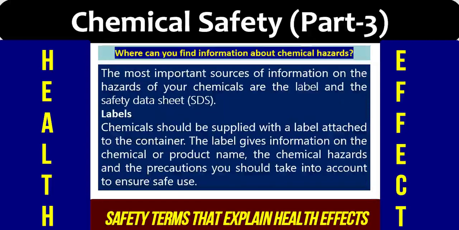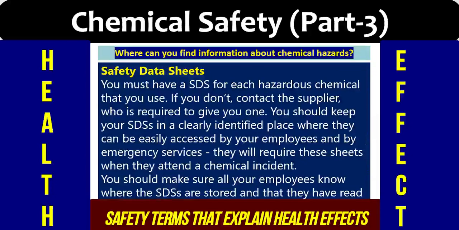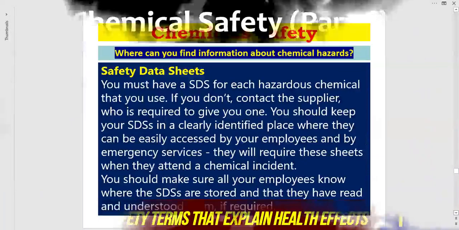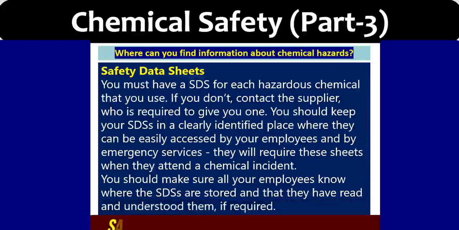The most important sources of information on the hazards of your chemicals are the label and the safety data sheet, SDS. What information can you grab from the labels, dear friends and fellows? Chemicals should be supplied with a label attached to the container, a bottle. The label gives information on the chemical, a product name, the chemical hazards, and the precautions you should take into account to ensure safe use of chemicals. What is the use of the SDS, safety data sheet, with respect to chemical safety?